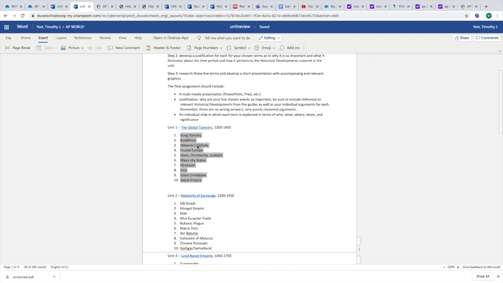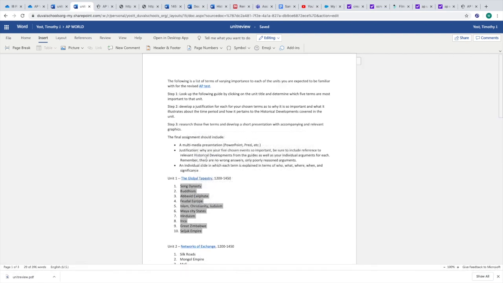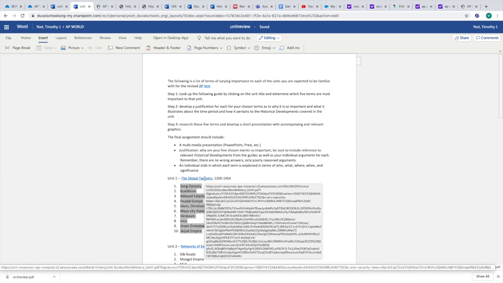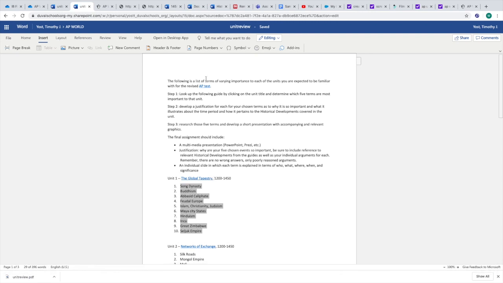Now, we've given you a list of 10 terms per unit, and you will go ahead and access the unit guide. If your link works, and it's not working on my computer right now, but it might be different on different laptops, you can go unit by unit for the hyperlinks that are for each unit. If you can't do it that way, then I have also put in the whole guide, which is going to be a little bit harder to navigate through, but you can do it.